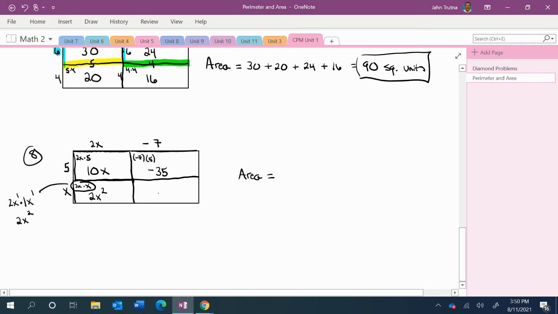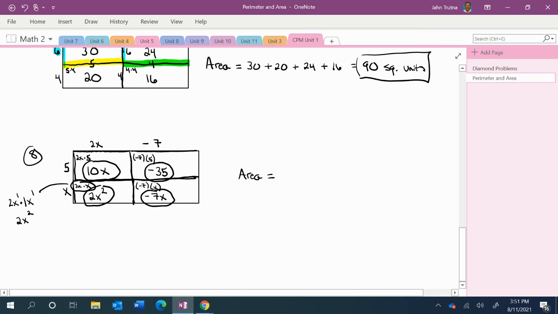Okay, and then the bottom right rectangle, we're going to do the same. The length of the bottom right rectangle is negative 7. We're going to multiply that with its width, which is x. Negative 7 times x is negative 7x. And that means then to find the area, I'm going to add the areas of each rectangle, all 4 of them. I'm going to add them together.